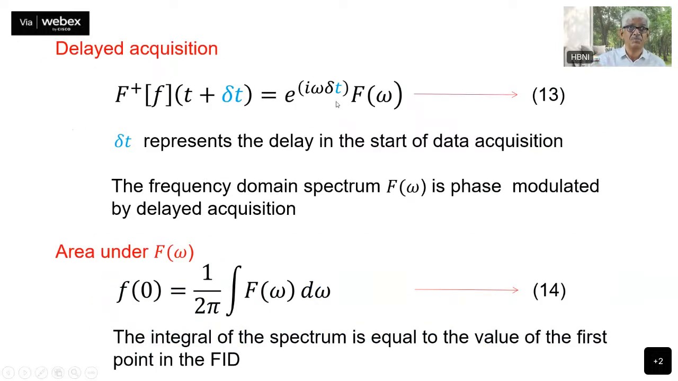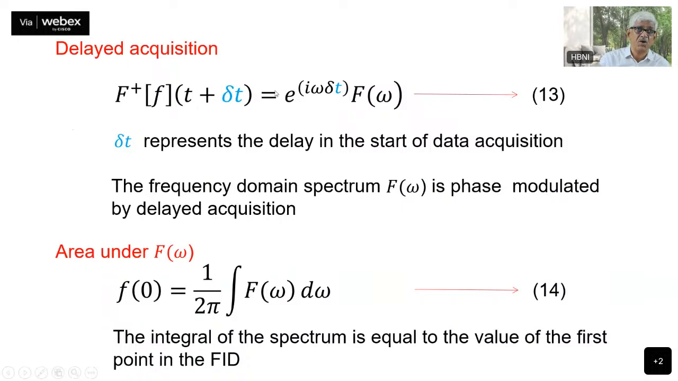Okay, now this is an important theorem here. This you must remember. Delayed acquisition: suppose you did not start your acquisition at time t equal to 0. After the 90-degree pulse, typically you must acquire the data immediately. With the 90-degree pulse, the magnetization is transferred onto the x-axis or the y-axis and immediately you should start collecting the data, but you don't do it because you have to give some time for the hardware to recover. So you give a small amount of time, that delta t, typically of the order of a few tens of microseconds, sometimes 100 microseconds.